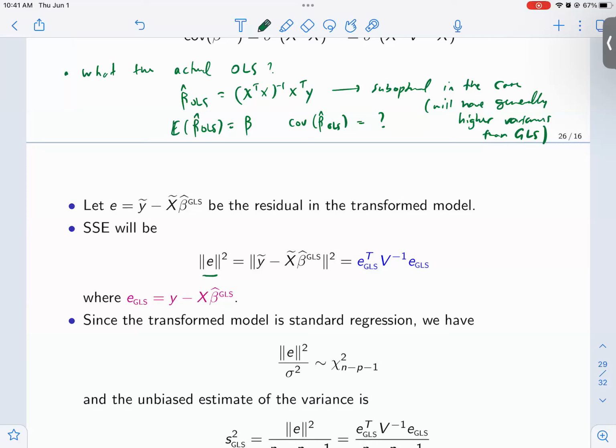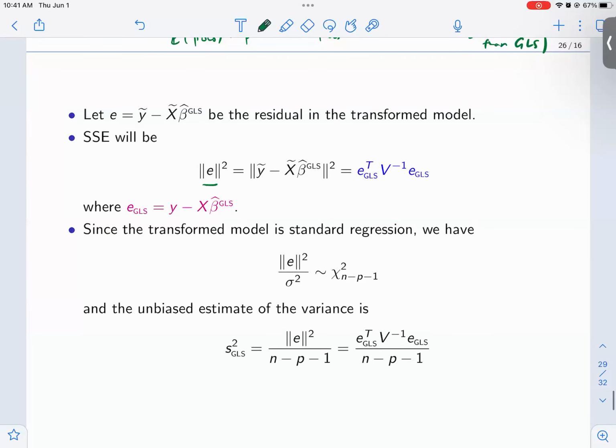Hopefully you understand what is going on, right? As long as you work with the transformed quantities, everything goes back to normal. When you translate it to the original X and Y, they look different. So, for example, your unbiased estimate of the variance would be like this. And we can do the t-test stuff. I'll let you figure that out.